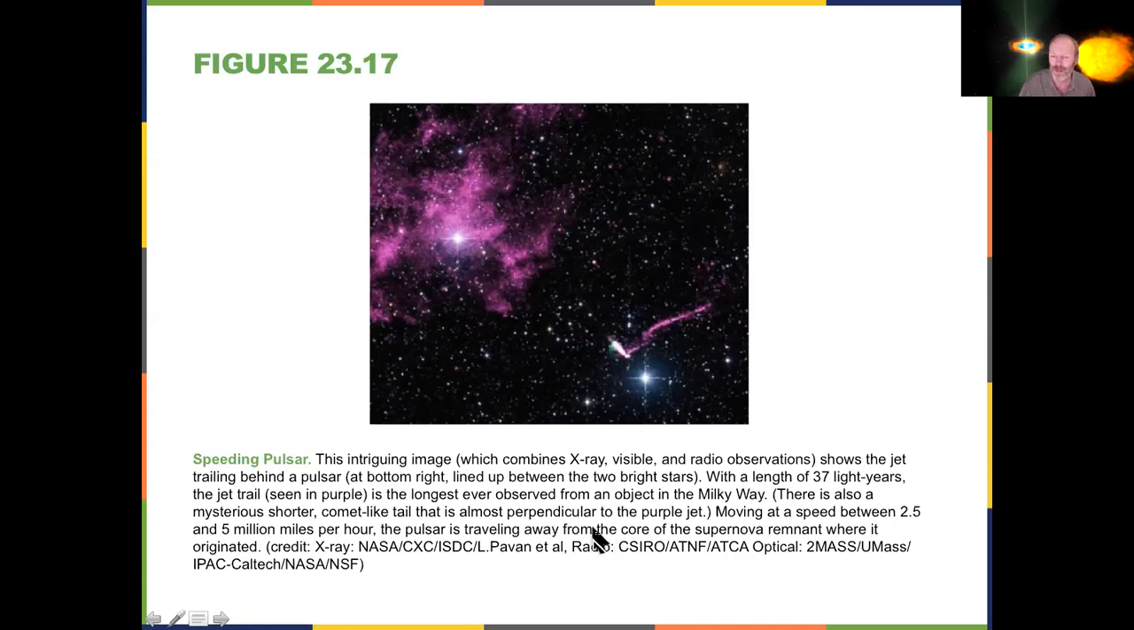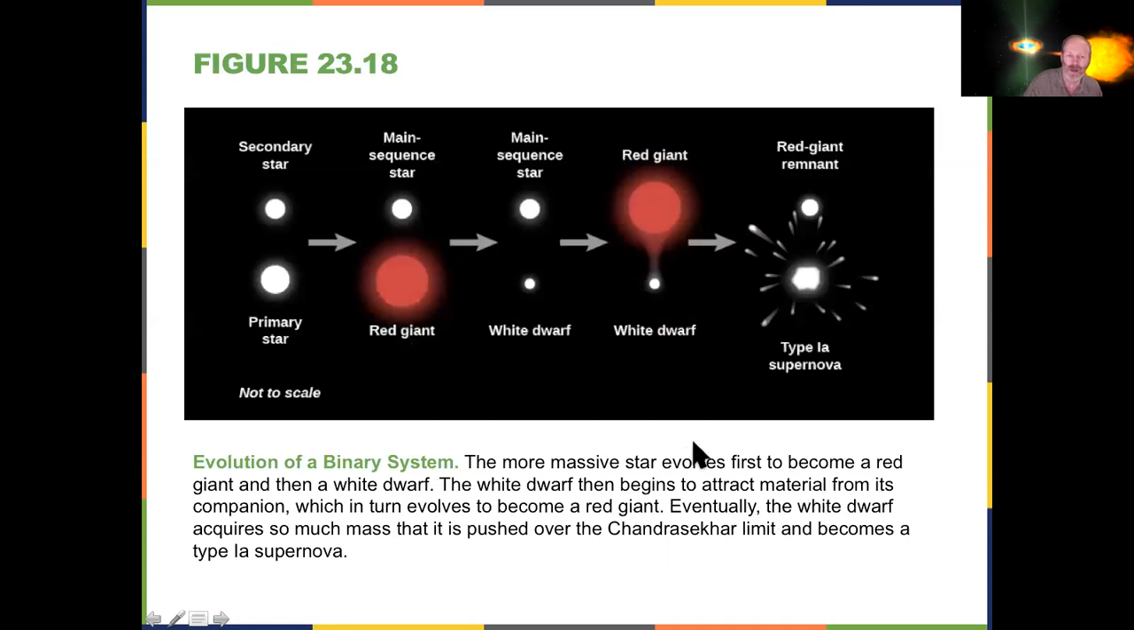As the picture here says, this is the longest ever observed in the Milky Way. So we have a pulsar that is moving away from the core of the supernova remnant where it originated at a phenomenal speed, and it's really quite something that we have here.